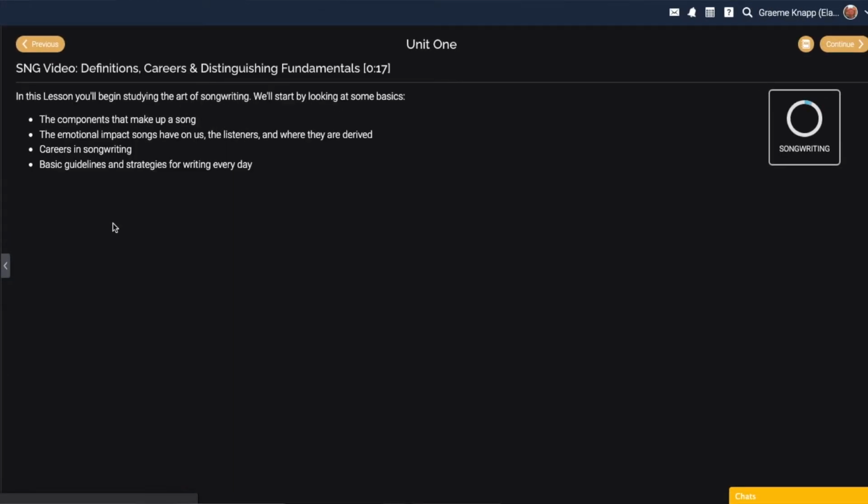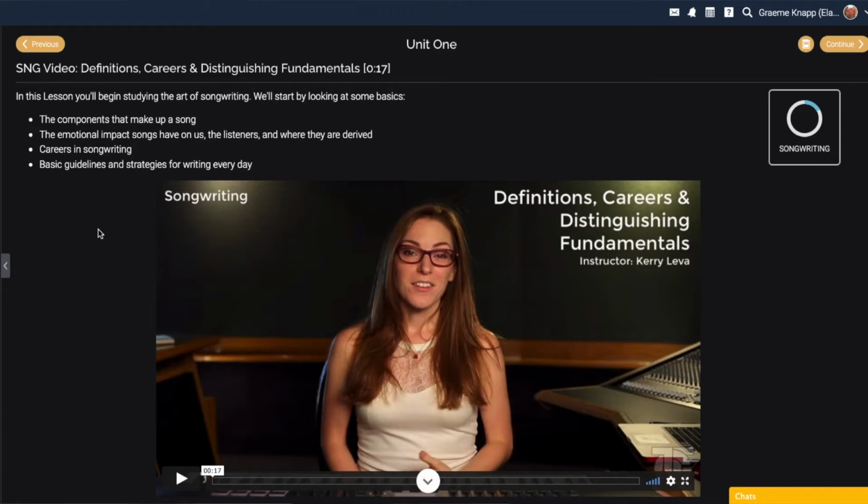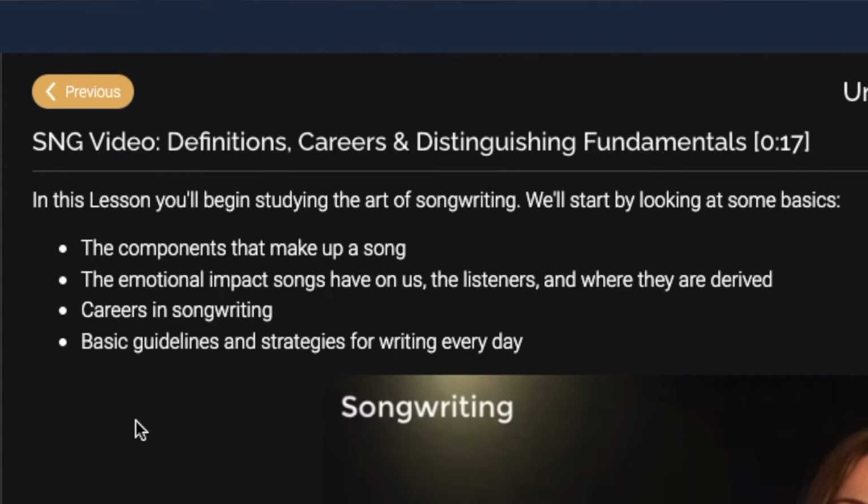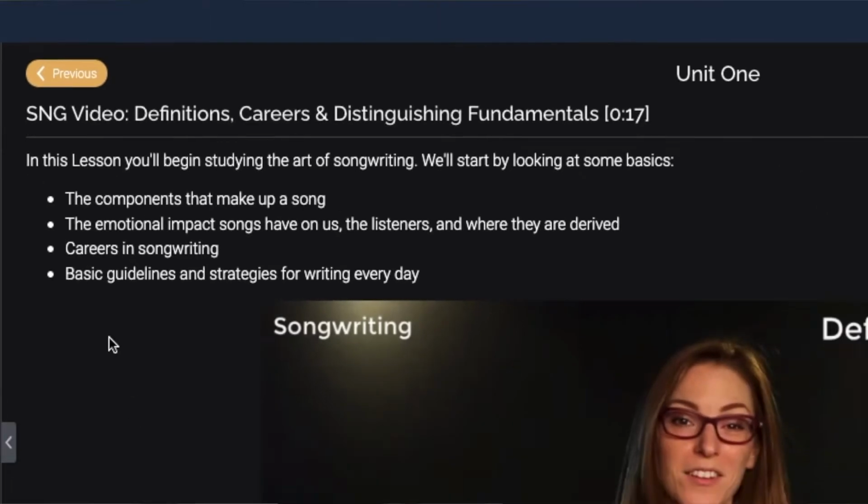Moving forward, it looks like we have a new class. Yes, songwriting. And this, my friends, is one of the wonderful instructors at Icon, Carrie Leva, who was my mentor 2 quarters ago. Here we go, our very first songwriting class. Definitions, careers, and distinguishing fundamentals. In this lesson, you'll begin studying the art of songwriting. We'll start by looking at some basics: the components that make up a song, the emotional impact songs have on us, the listeners, and where they are derived, careers in songwriting, basic guidelines and strategies for writing every day.